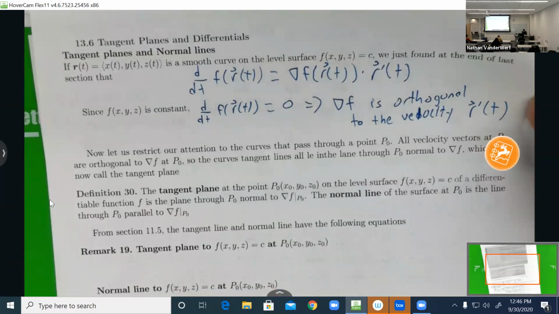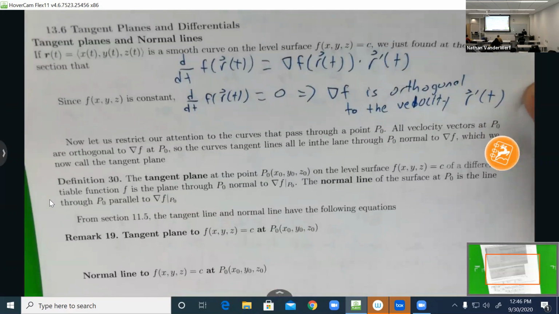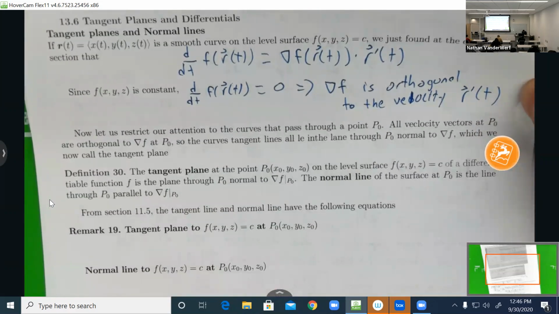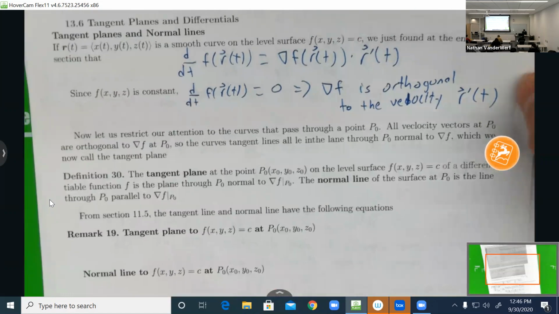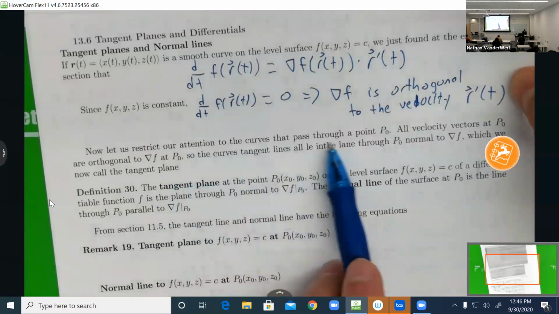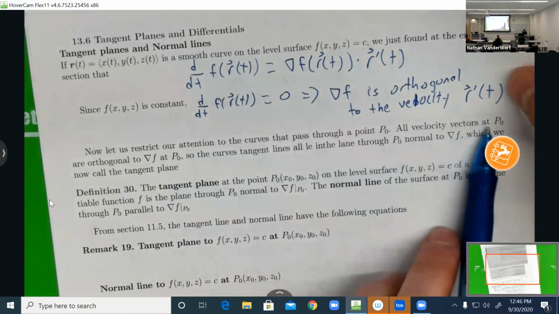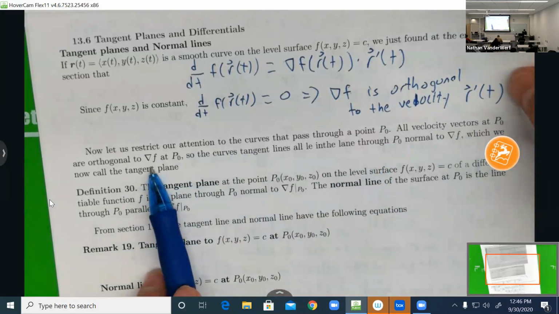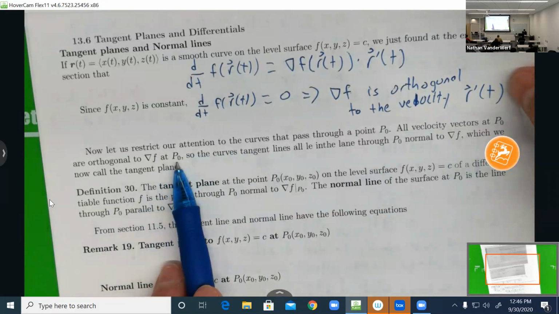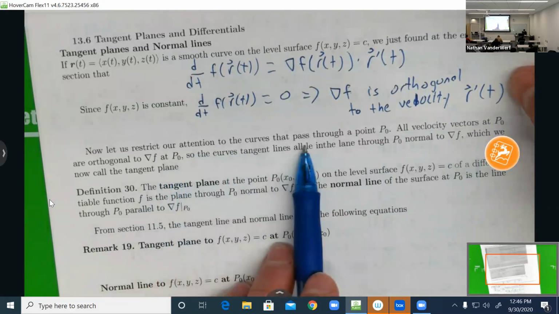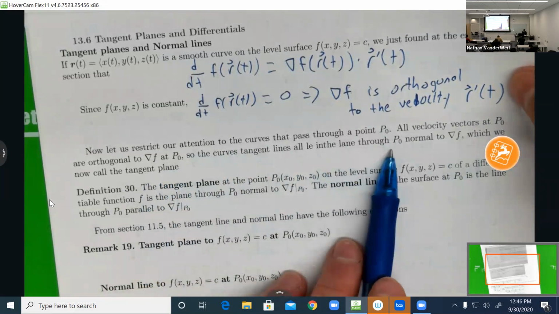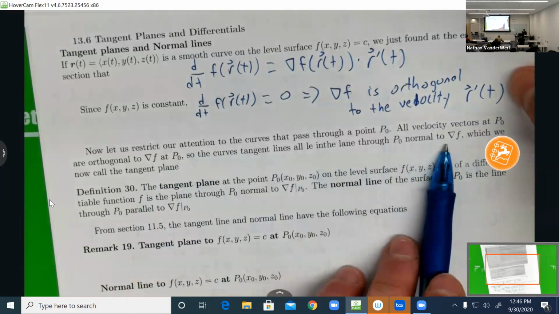Okay, so with that being known, how can we now use that? Let's restrict our attention to curves that pass through a point P0. All velocity vectors at P0 are orthogonal to the gradient of f at P0. So the curves' tangent lines all lie in the plane through P0 normal to the gradient of f.